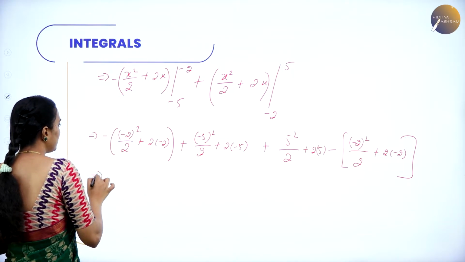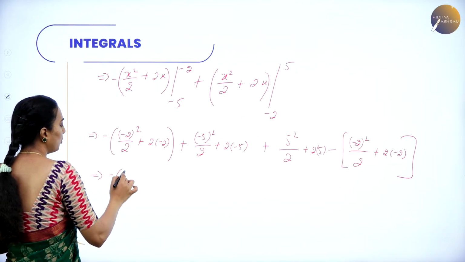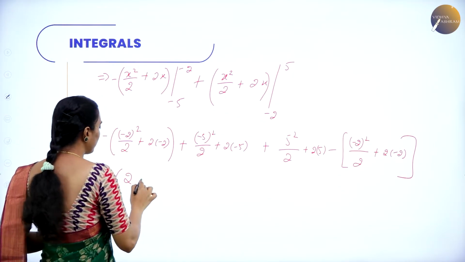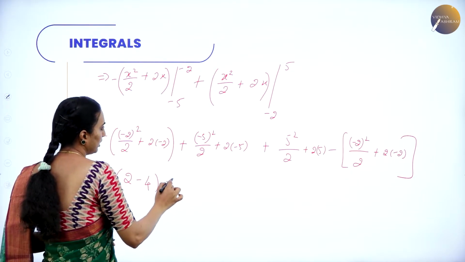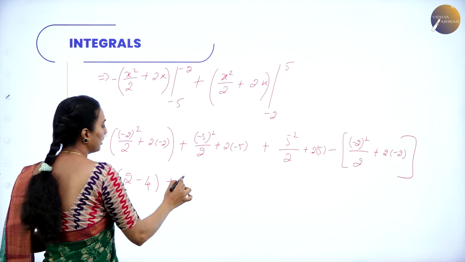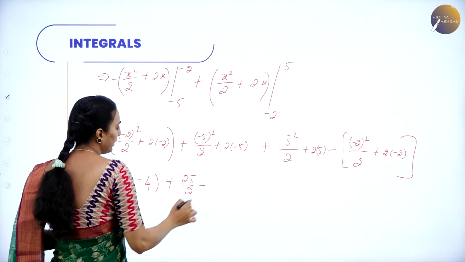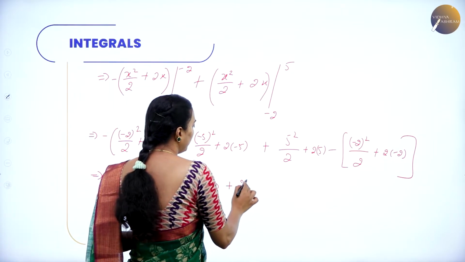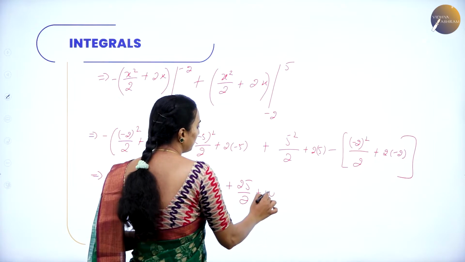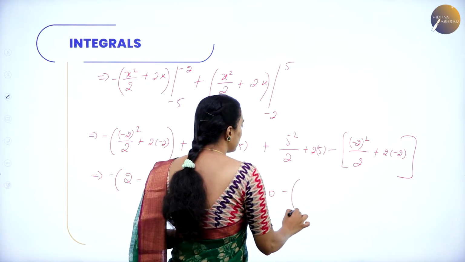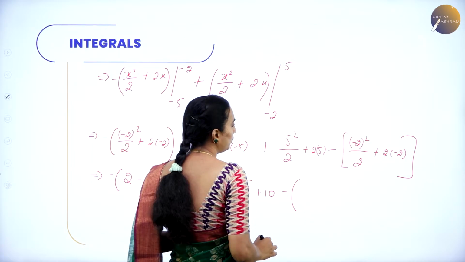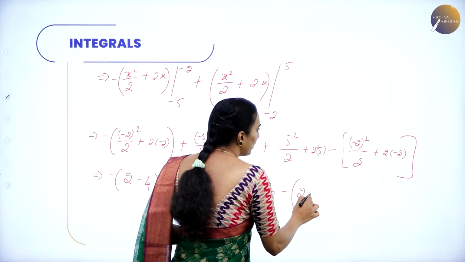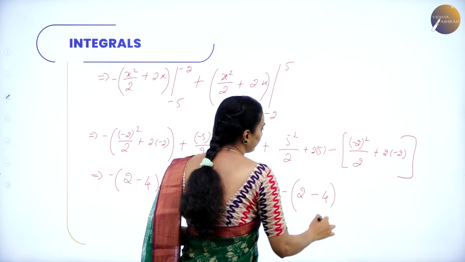Again you can solve this one. Minus 2 whole squared is 4, 4 by 2 is nothing but 2, and again 2 into minus 2 is nothing but minus 4, right? So plus again here, 5 squared is nothing but 25 divided by 2, minus 2 5s are 10. Again 5 squared is 25 divided by 2 plus 2 5s is nothing but 10. Again minus, you can simplify this: 2 squared divided by 2 is 4 by 2, which is again 2, and 2 minus 4, 2 2s are 4.